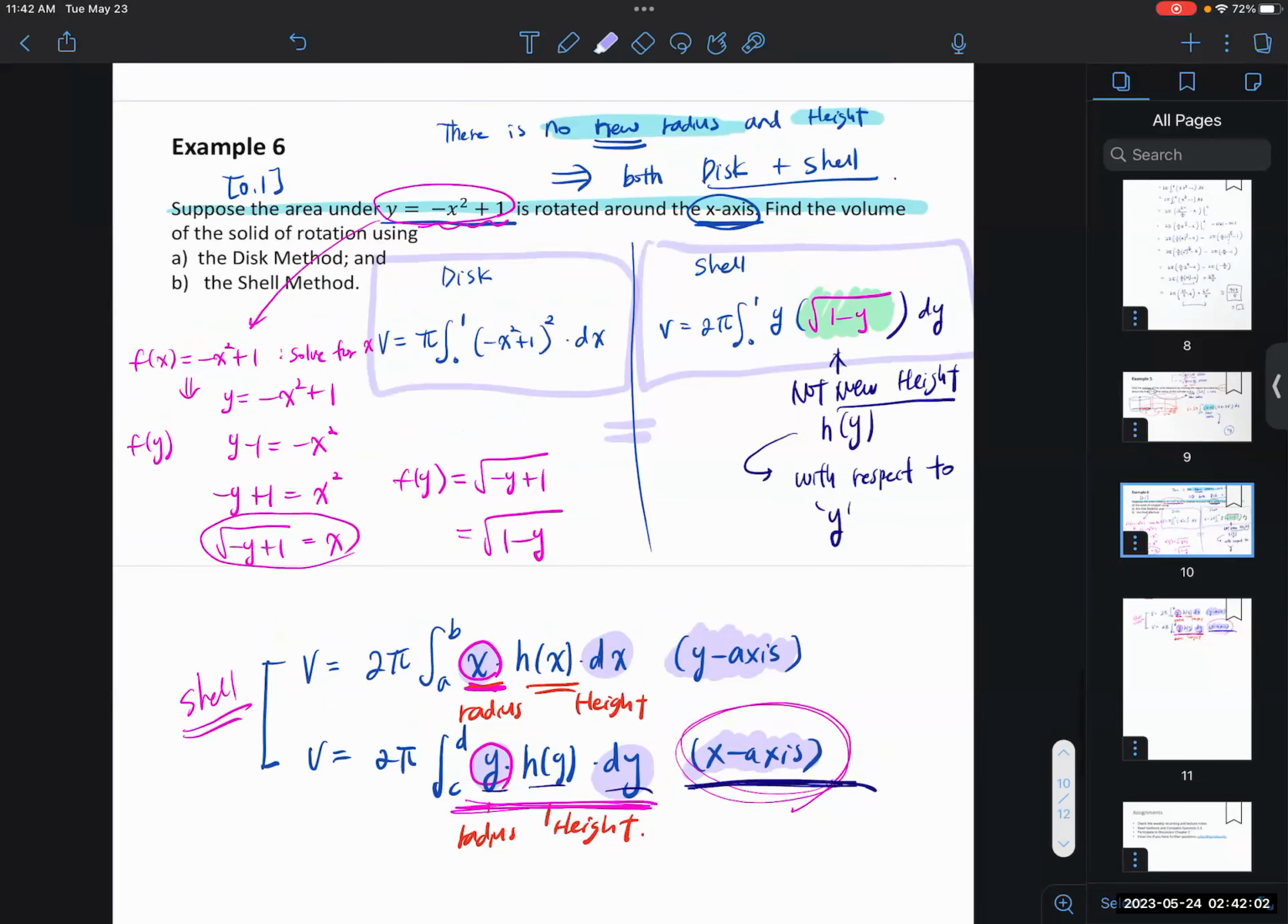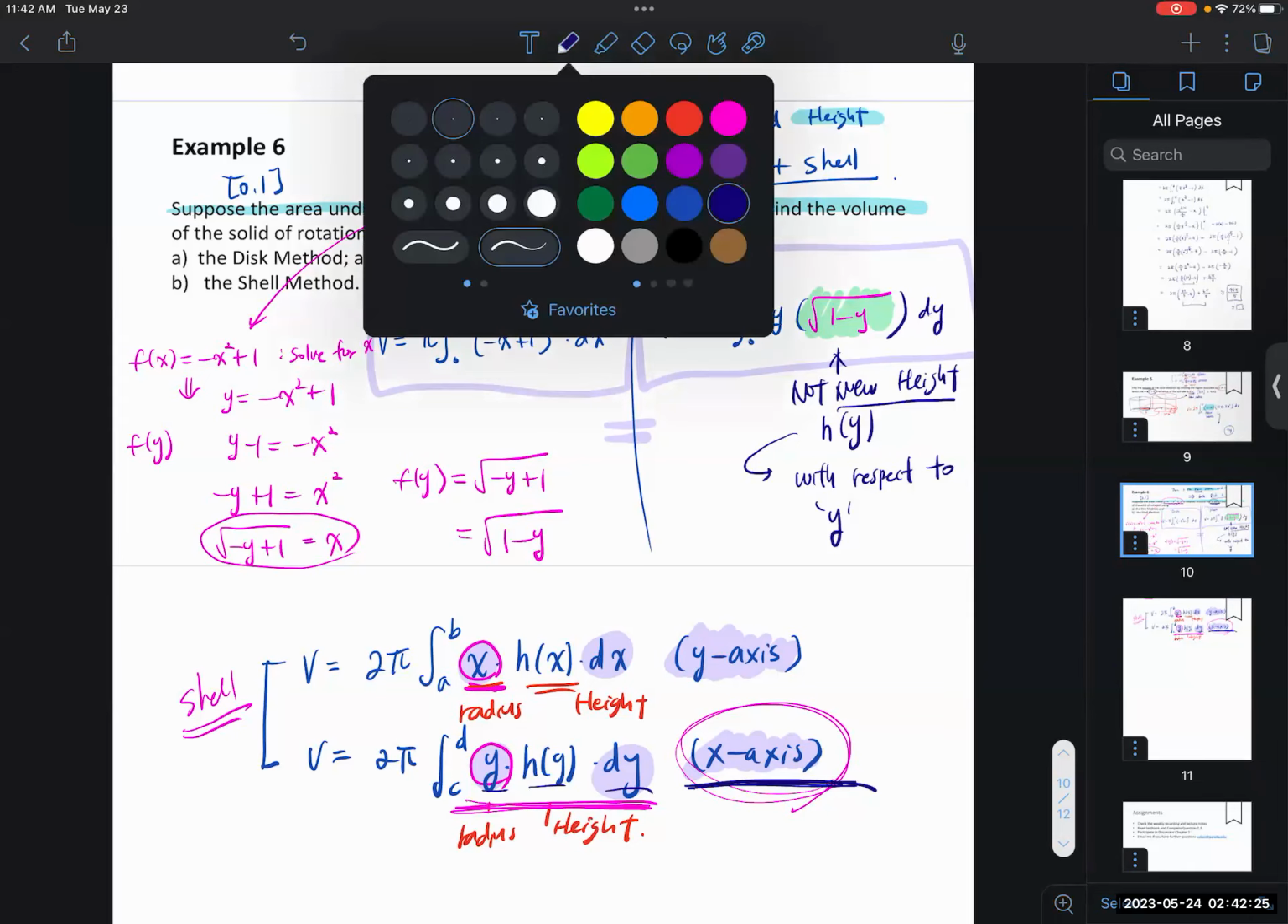You can solve this one by the disk method or the shell method if there's no new radius or no new height. Make sense? So if you have a new height or a new radius, you have to use the shell method. So this is a really good question. You can check it out. Let me just summarize what we just talked about.